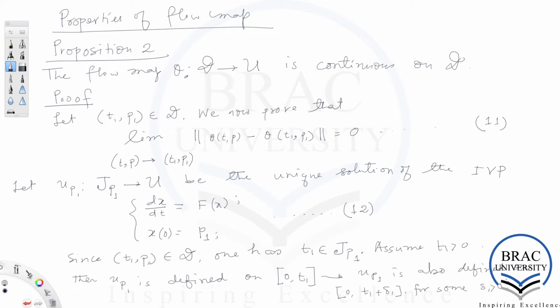Okay. So follow the argument we presented while proving that this domain D is an open subset of R cross U. We use similar arguments there in that proof. So follow the arguments there.